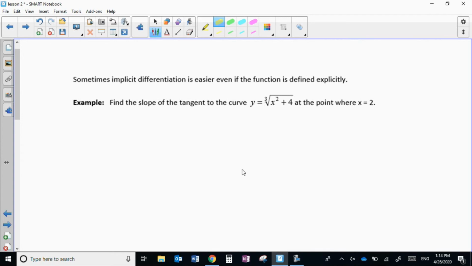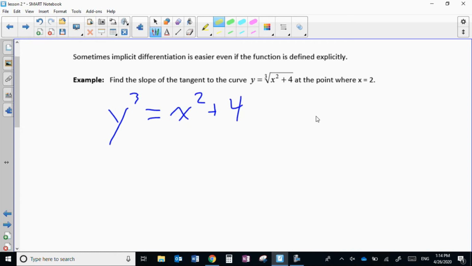Sometimes implicit differentiation is easier even if the function is defined explicitly. So look at this one with y equals the cube root of x squared plus 4. And we want to find the slope of the tangent at x equals 2. Well, first thing I could do is cube both sides of the equation. And I get y cubed equals x squared plus 4. And then, although I no longer have an implicit equation, I can still take the derivative implicitly. So I'll take the derivative of both sides.